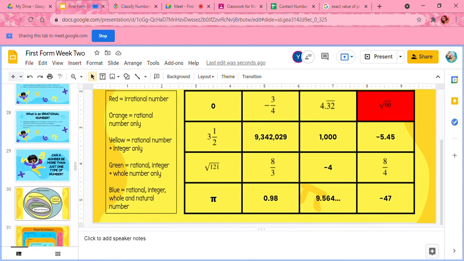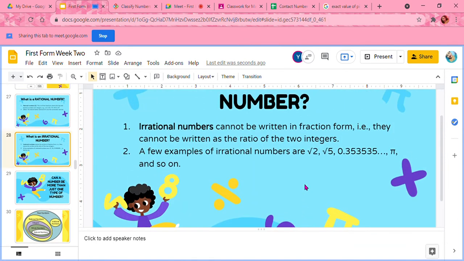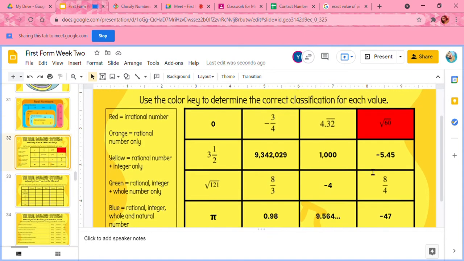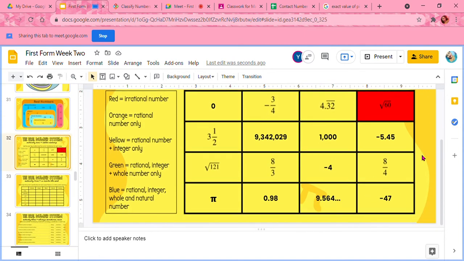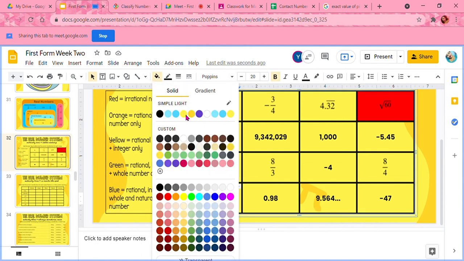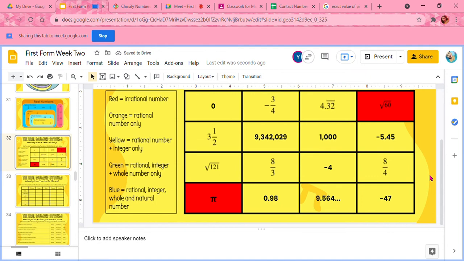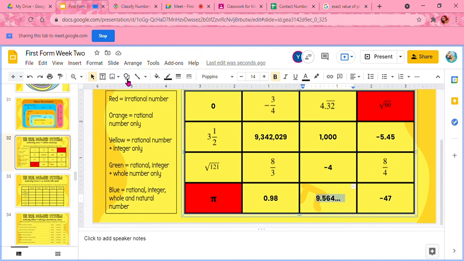Let's go to the slide that had irrational. See irrational right here? It could be a square root. It could be a decimal that never ends, and it could be pi. Do I have any of those here? Pi. You have pi. Very good. So I'm going to shade it red. Any other one? 9.564. Okay, very good.